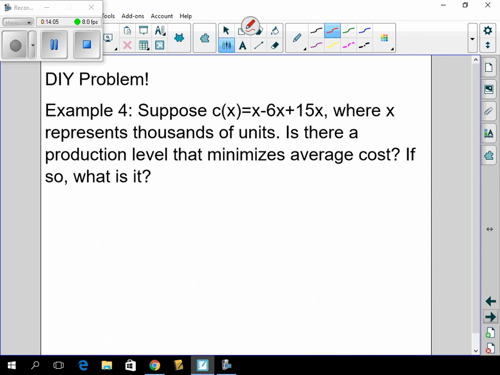So now this is going to be, again, a do-it-yourself problem. So I'm going to post the answer on the next slide. So I'll give you a couple seconds to copy this problem down. And I'm realizing that this is the same problem as the last one. So we're given the cost, and we're asked, is there a production level that minimizes average cost? So I'm going to give you a few seconds to copy it down, and then click on pause, which I guess is play, to get the answer.